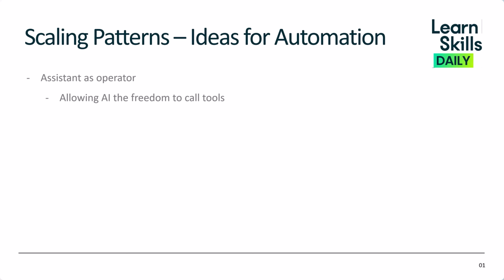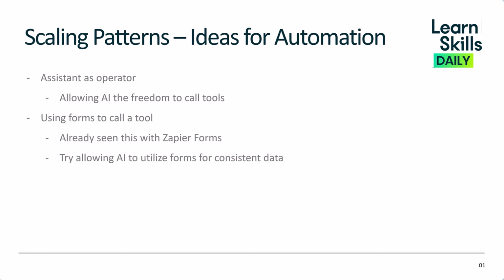The first one is using your assistant as an operator, allowing the AI the freedom to call tools as needed based off of certain inputs, context, and criteria. With your MCP connection, you've now given your AI client the ability to see your world, to see your data, and to make some decisions based off of that data. So why not try allowing your AI the freedom to make those decisions on its own as opposed to structured inputs? Obviously, this takes a lot of time and practice, but this may be something you want to look into as you move forward in your MCP journey.